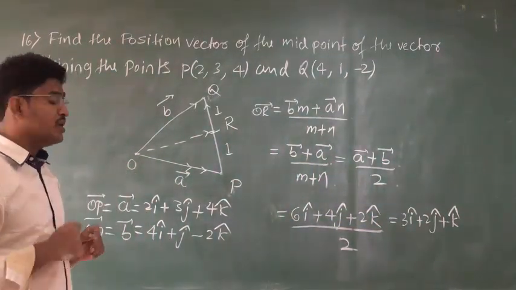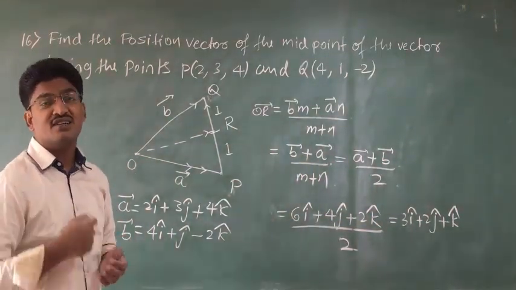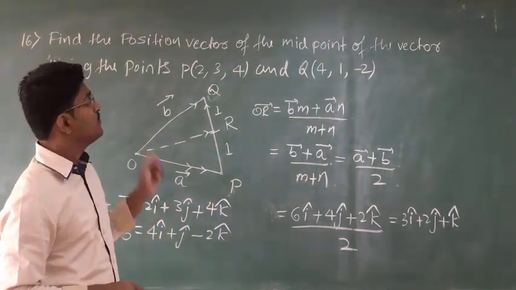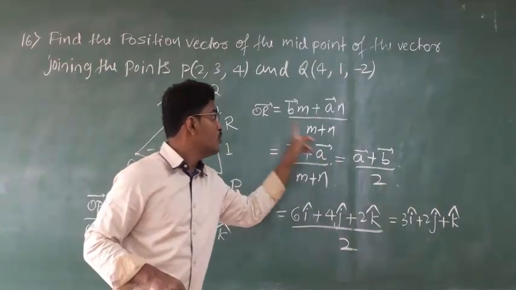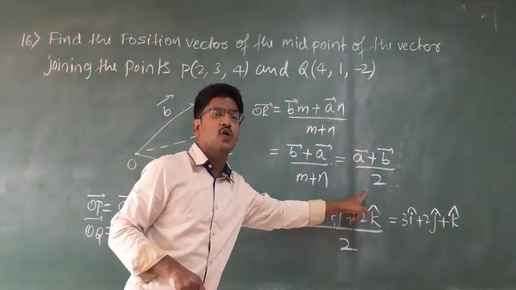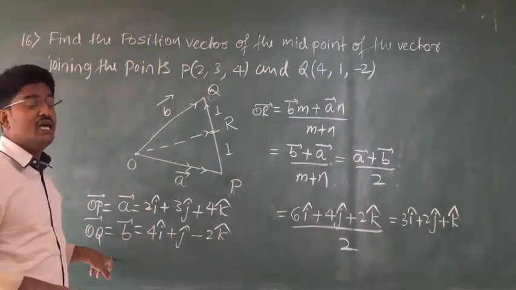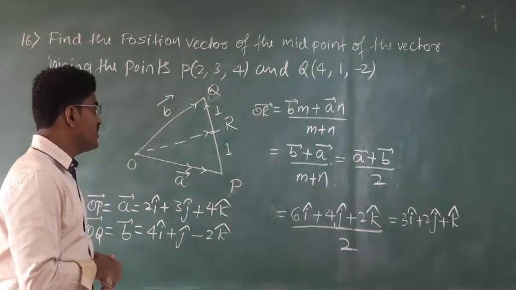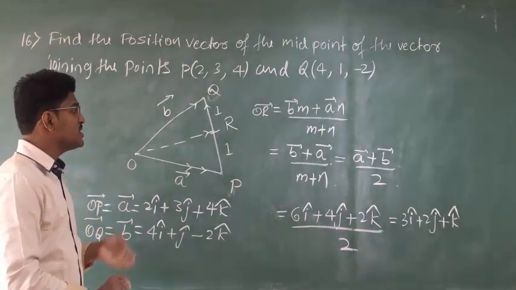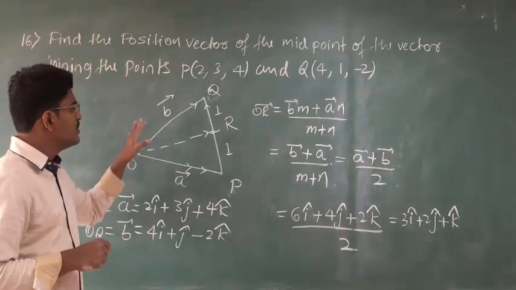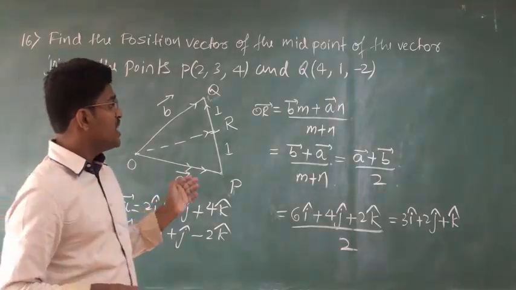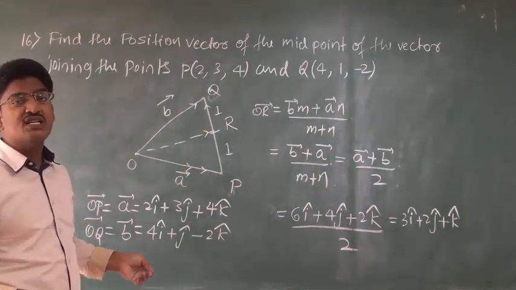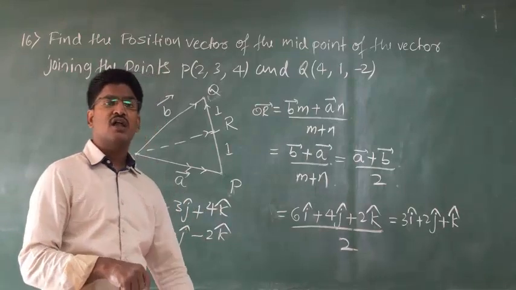Clear? Just for your satisfaction or for your understanding, I have explained all these terms. If in exam they ask, you directly write OR equal to A plus B divided by 2. You write vector A, vector B, and you add those two, write divided by 2. Clear? For your understanding, for your analysis, I have done all this, but in exam, these things are not needed. If they ask for 1 mark or 2 marks, you directly write the formula, you write these two vectors and you calculate. That's all. Clear?